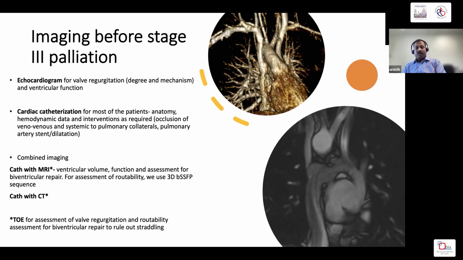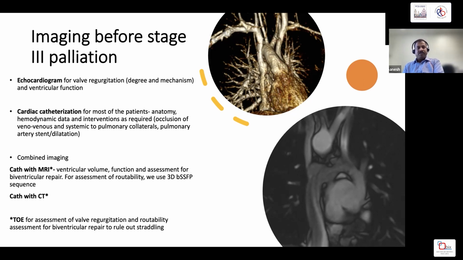Also at the time of Fontan, we carefully assess these patients for either 1.5 ventricle or biventricular repair. If ventricular volume, function, and routability is a question, we do MRI along with cath. For assessment of routability, we use a 3D balanced SSFP sequence. If routability alone is a question, we do CT at the time of cath. If there is a problem with the valve, we do transesophageal echo for assessment, and also 3D echo. In patients undergoing biventricular repair, we do TOE to make sure there is no AV valve straddling.